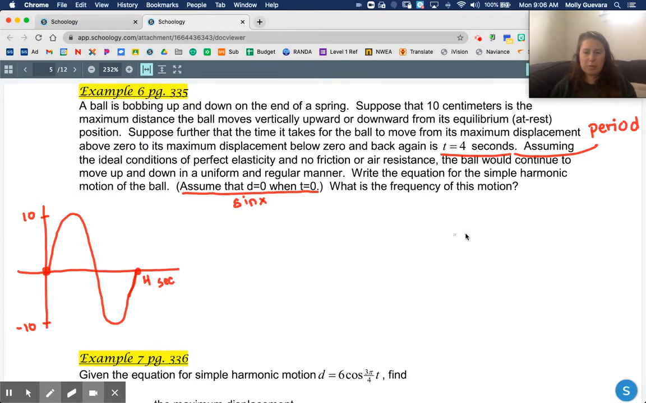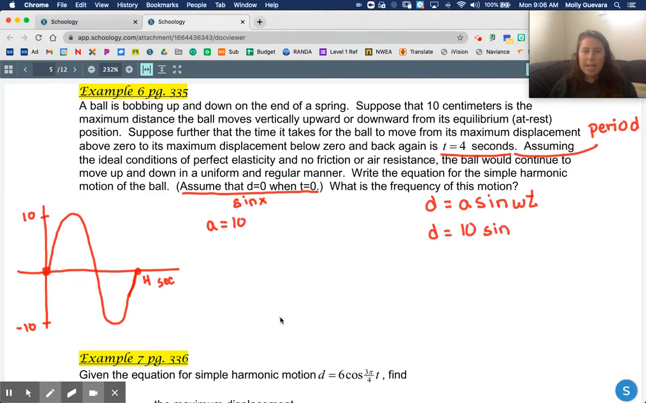So let's look. I'm using the equation from up above, that d is equal to a sine omega t. I know I'm using sine because I'm starting at 0. So a here is my amplitude. Well, I go from 10 to negative 10, so my amplitude is 10. Let's plug it in. 10.